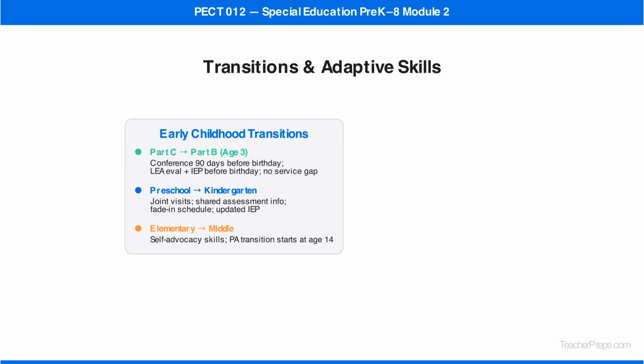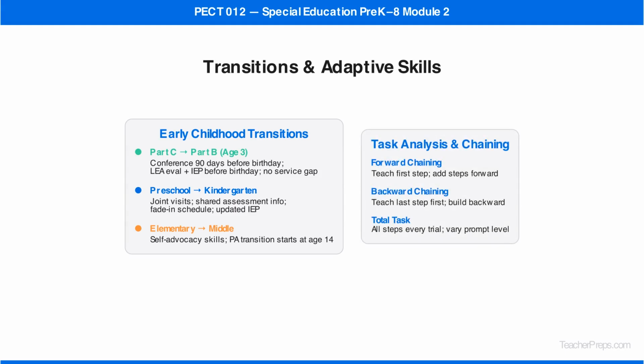For preschool to kindergarten transition, best practices include joint visits to the kindergarten classroom, sharing assessment information between the early childhood team and the kindergarten teacher, and a fade-in schedule to help the child adjust gradually. Adaptive and self-help skills, including toileting, dressing, feeding, and personal hygiene, are critical areas for early childhood special educators. Task analysis breaks these complex skills into small, teachable steps.